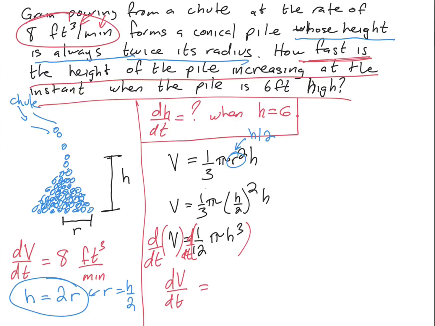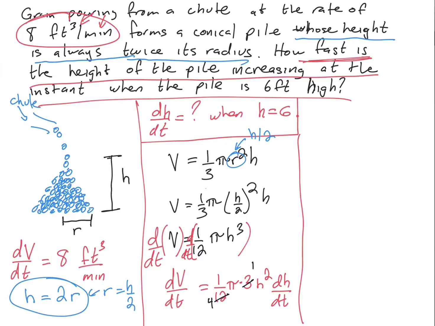Because what's 1 over 12? 1 over 12 is a constant. Pi is a constant. And so 1 over 12 pi, you just leave them alone, right? And then you do the power rule, right? So times 3 h squared, and then dh over dt. Okay, so then we can reduce a little bit. So 12 and 3 reduce to 1 and 4.